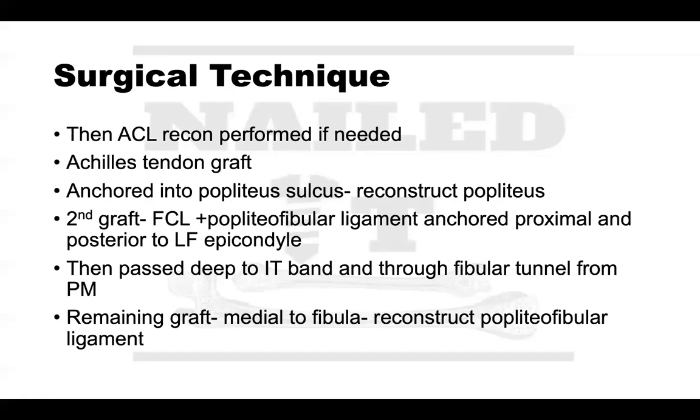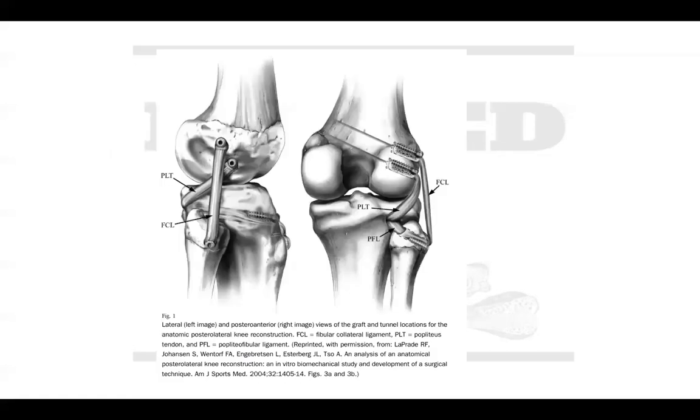They anchored the graft into the popliteal sulcus to reconstruct the popliteus. The second graft that they used was for the LCL and the popliteal fibular ligament, which was anchored proximally and posterior on the lateral femoral epicondyle. They passed that graft deep to the IT band and then through the fibular tunnel from posterior medial. With the remaining graft medial to the fibula, they reconstructed the popliteal fibular ligament as well.